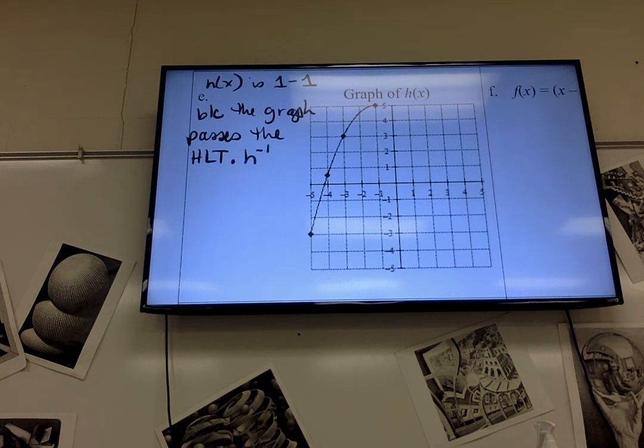So h inverse, that's what that little -1 is. H inverse of x exists because h of x is 1-to-1. So that's what the directions told me. I had to determine if the inverse exists and then provide justification. So the inverse exists because it's 1-to-1. And I know it's 1-to-1 because it passes the horizontal line test.